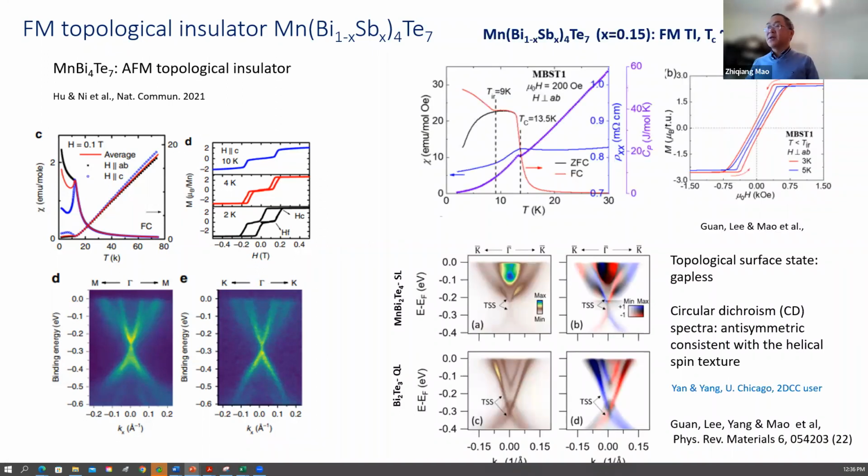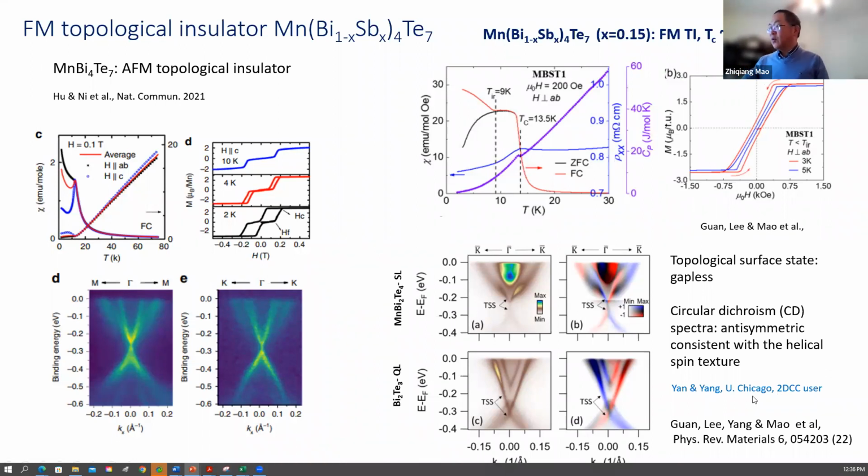So we found that if this material is doped with a little bit of antimony, 15%, it can show a ferromagnetic phase. This is our data, showing a ferromagnetic transition. The heat capacity also showed an anomaly corresponding to this ferromagnetic transition. And in the isothermal magnetization, we didn't observe the spin flop transition, which is expected for an AFM ground state.